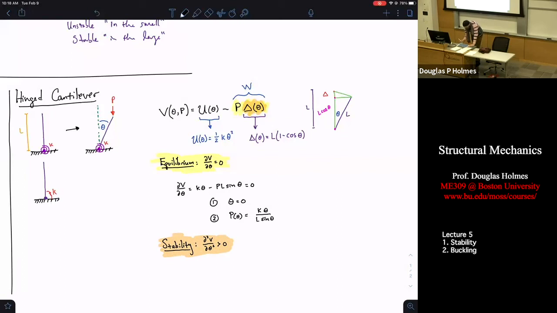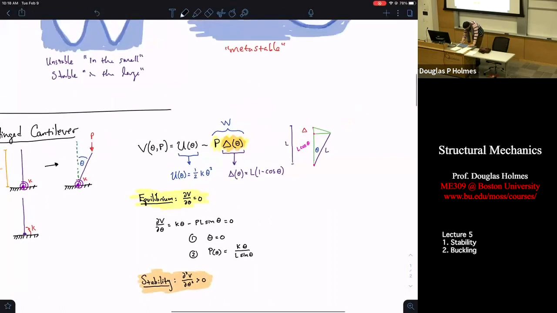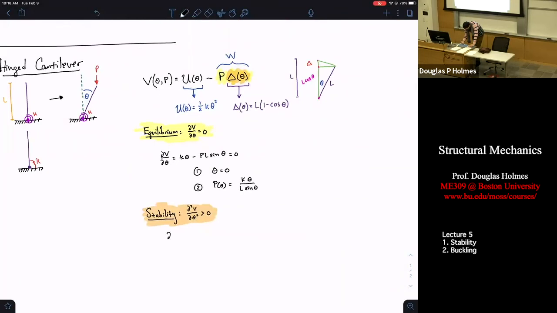All right. So what you find, let's see, is that the second derivative of my total potential energy with respect to my angle is equal to K minus force times the length of the cantilever times the cosine of my angle. And what I'm interested in knowing is when is that greater than 0? And so here you see I have two terms, and the relative magnitude of these two terms is going to tell me whether I'm stable or not.